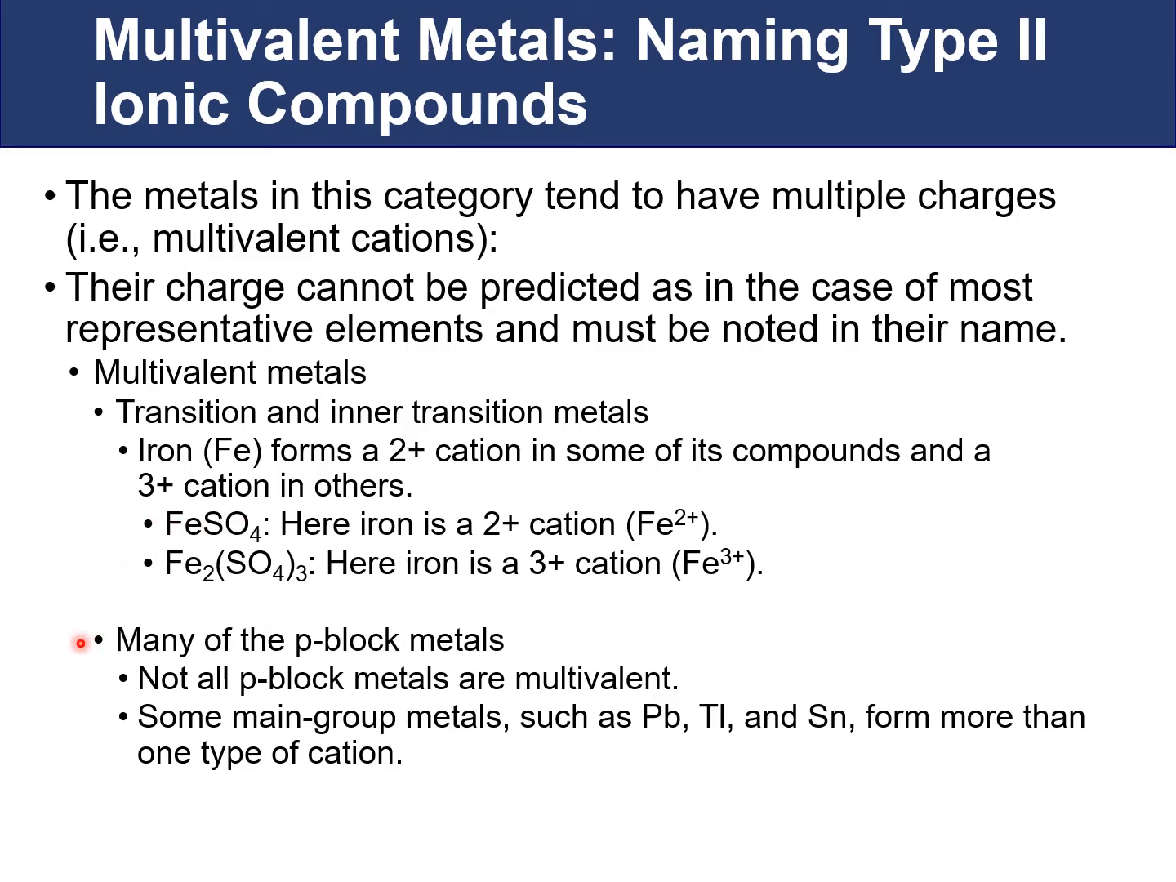Many of the metals in the P block are going to be multivalent. However, not all of them. Some of the main group metals, such as lead, thallium, and tin, will form more than one type of cation.